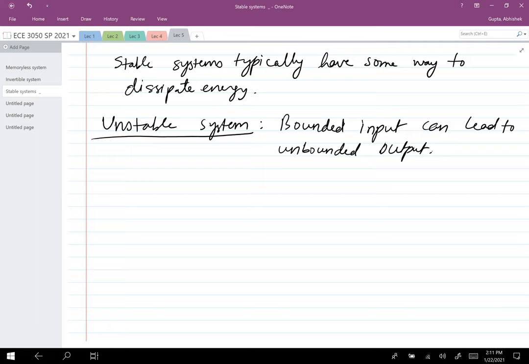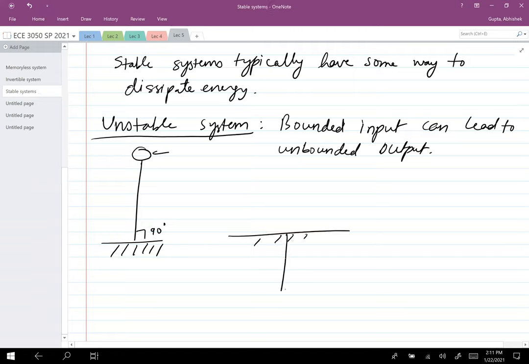One example of an unstable system is an inverted pendulum. When you have an inverted pendulum, if it is exactly at 90 degrees, it's static, nothing is happening, but you give it a very, very small push, and then you will see that the inverted pendulum would actually fall away. So an inverted pendulum is an example of an unstable system.